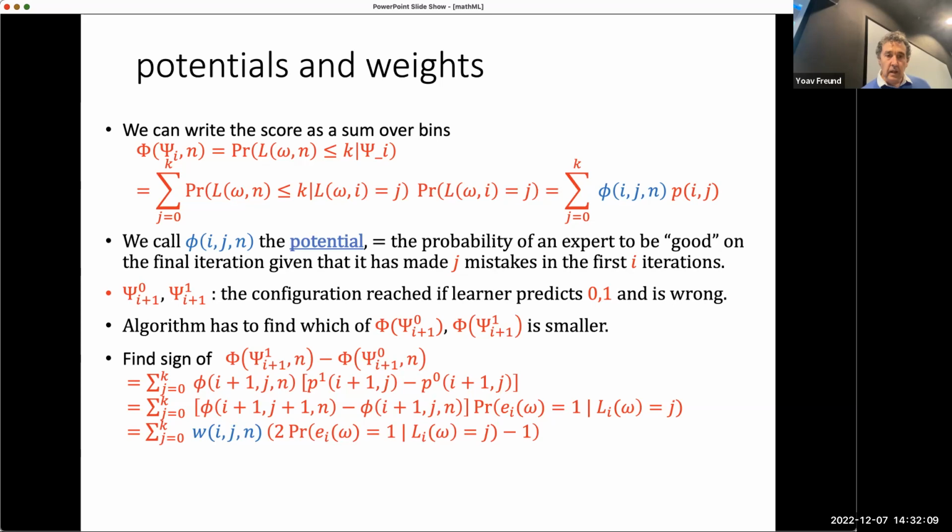So you can basically think about this value, the Wijn, averaged, as the weight of that particular expert. And this weight is going to give us an easy way to work with how to decide whether to go 0 or whether to go 1.